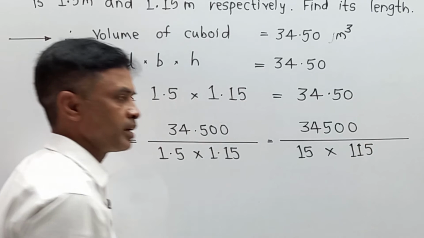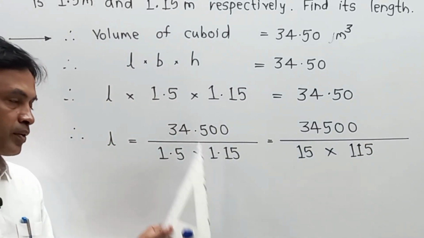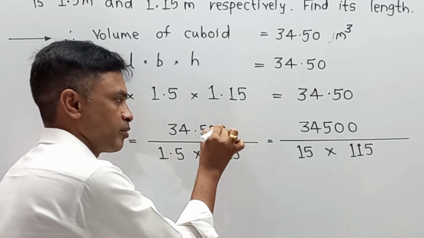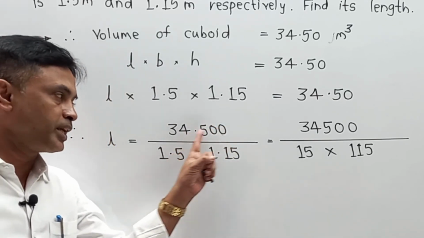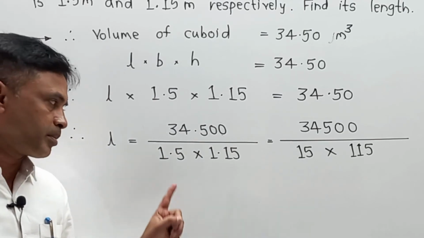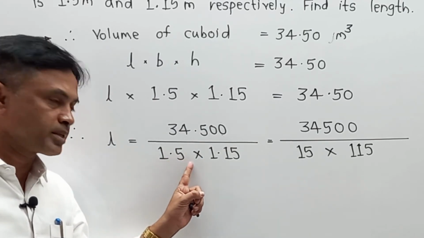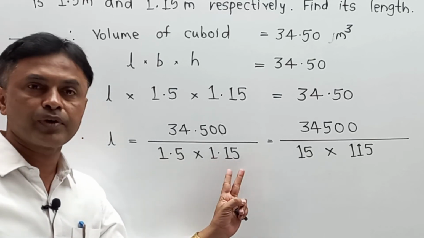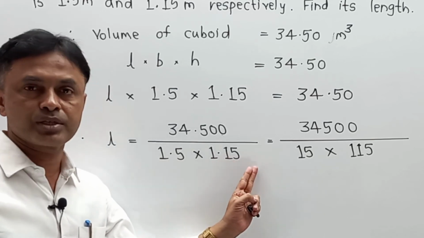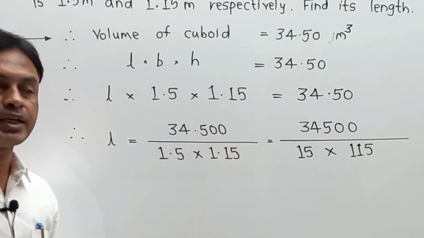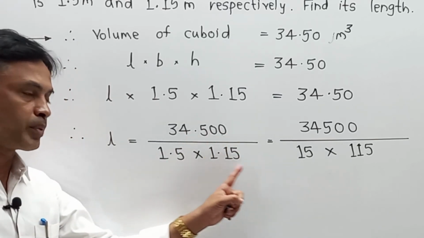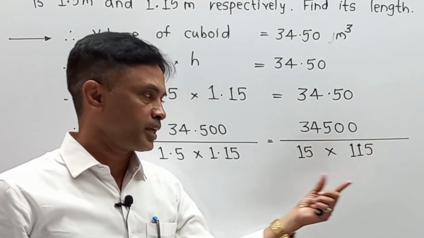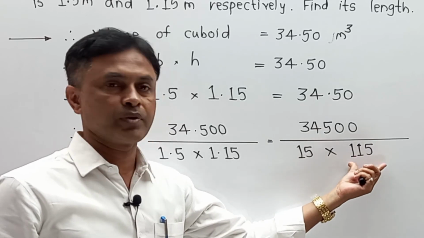Once again, please pay attention. First the value is 34.50. I added one 0. Why? So I can shift 3 decimals in the numerator. The reason is that in the denominator I have 1 decimal to shift, because 1.5 is replaced by 15, and 1.15 needs 2 decimals shifted. So from the numerator we shifted 3 decimals, and from the denominator 1 plus 2 means 3 decimals. So the entire numerical becomes 34,500 divided by 15 into 115.